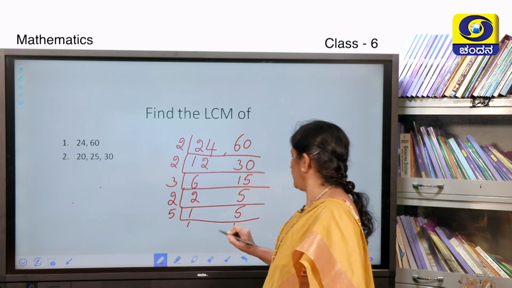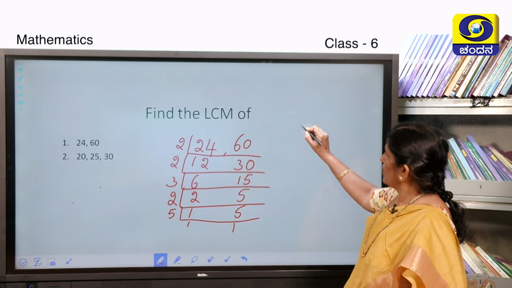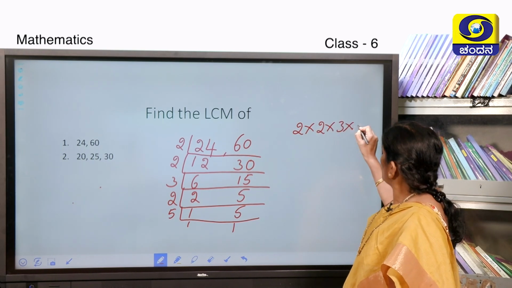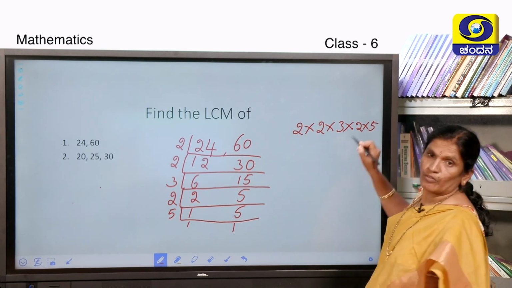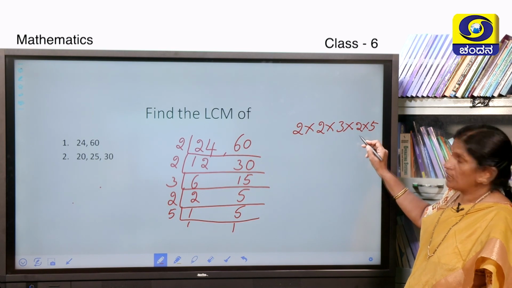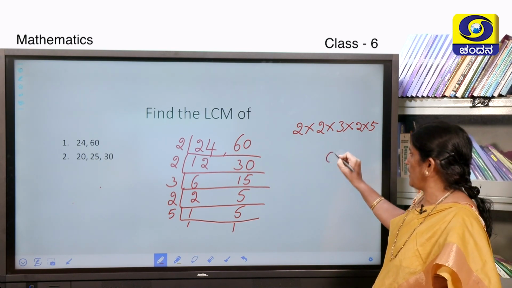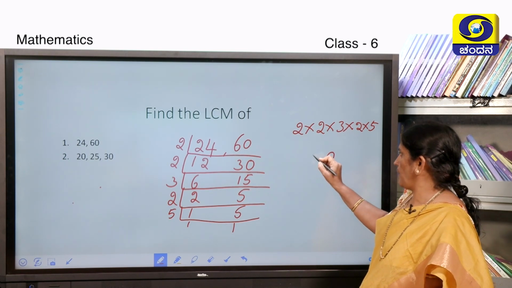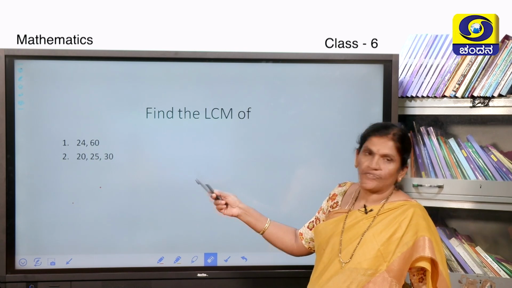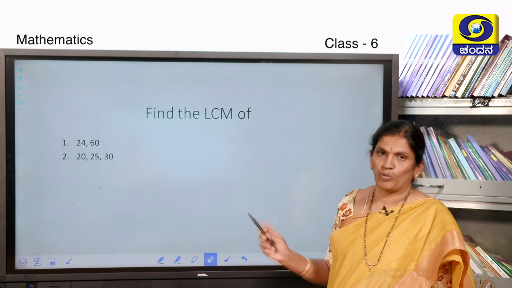1, 1. Now, prime factors are 2 into 2 into 3 into 2 into 5. 2 2s are 4, 4 3s are 12, 12 2s are 24, 24 into 5: 5 4s are 20, 5 2s are 10 plus 2, 12, 120 is the LCM. The second question, 20, 25 and 30, you only do it as homework, children.